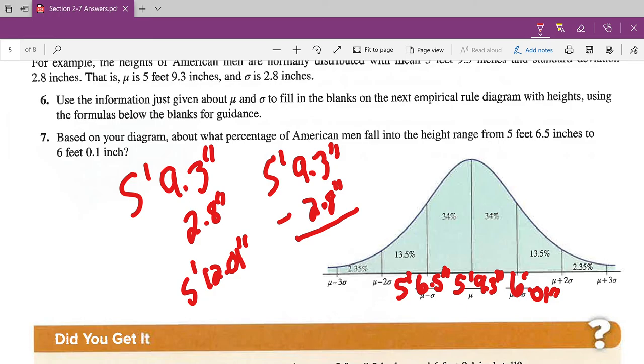So we've done number six, we've filled in the data. If I wanted to go further to the right, I would add another 2.8, add another 2.8. To go to the left, you would keep subtracting 2.8 inches. Number seven says, based on your diagram, about what percent of American men fall into the height range from 5 feet, 6.5 inches to 6 feet, 0.1 inch. What are the percents? We have to add those two. It should be 68%. 68% of American men fall into the height range between 5 feet, 6.5 inches to 6 feet, 0.1 inch.